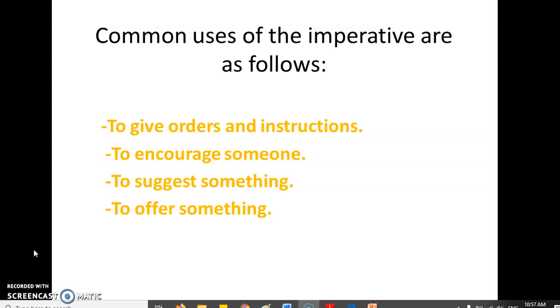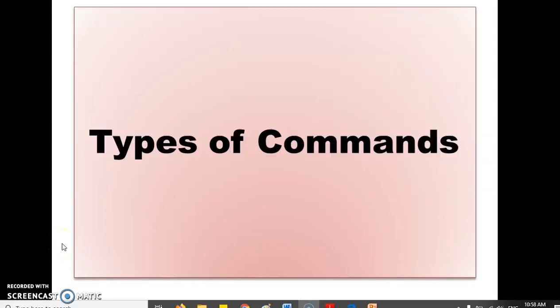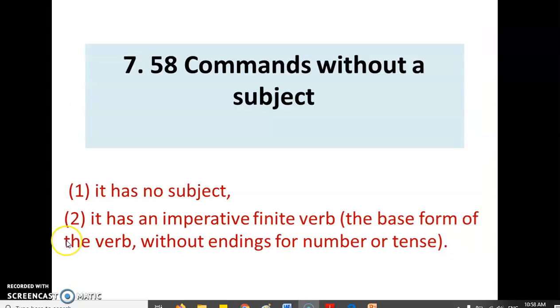To encourage someone to do something, for example, when we say "Try harder," this is a kind of encouragement. To suggest something, "Let's go." And to offer something. So these are the four uses of commands in the English language. We have several types of commands or imperatives.